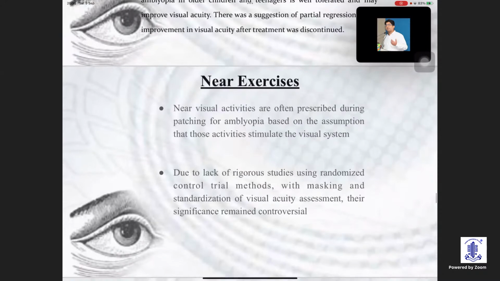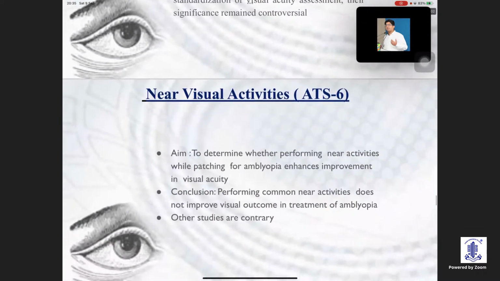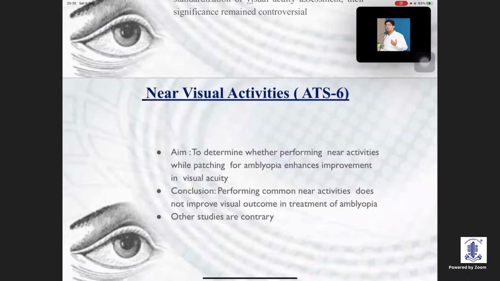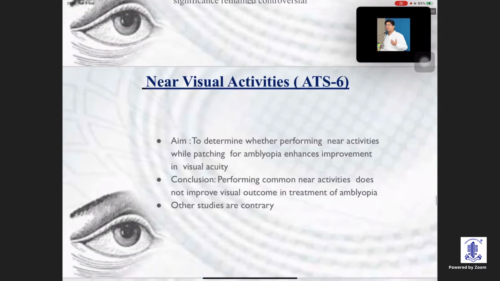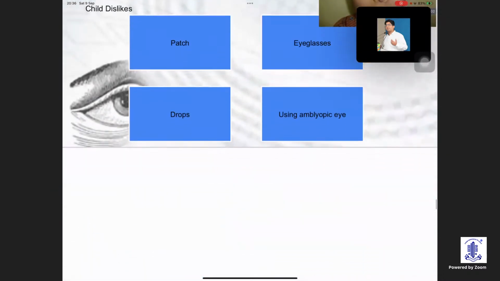Near exercises are often prescribed during patching for amblyopia, based on assumptions that those activities stimulate the visual system. In ATS 6, performing common near activities was found not to improve visual outcome in the treatment of amblyopia. However, there are a lot of other studies contrary to the recommendation of ATS 6, and we routinely recommend near visual activities in the treatment of amblyopia with patching.